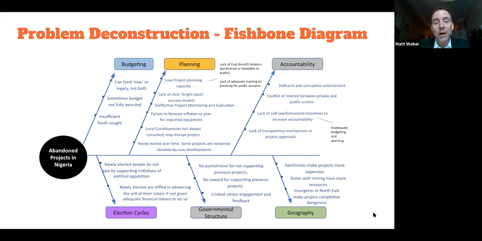And then lastly, and this is somewhat of a more macro note, we focused on Plateau State, but the geography of Nigeria is highly varied and has very different geographic areas. In the south, there's dense jungle. In the northeast, there are insurgent groups, and there's the possibility of insecurity and of violence, which make public works projects hard to implement. So these were the types of problems that we came up with underneath this big heading of abandoned projects in Nigeria.